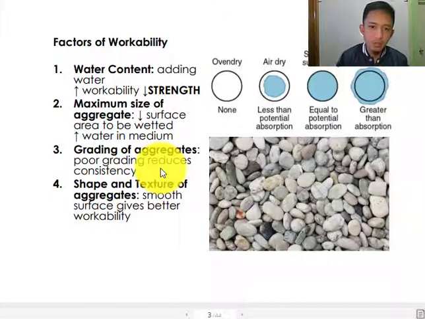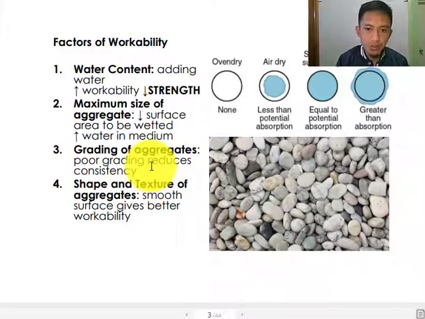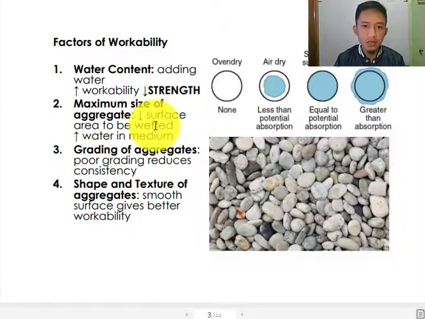So again, that will also affect the consistency, the ability to flow. So if it is a poor grading aggregate being used in your concrete mix, then how is that related to workability, isn't it? The better the grading, the less water it will need for that to be workable, okay, for that to be easily compacted. So the poorer the grading, the more water it will require, so that it will be easily compacted and easily mixed. So again, it will affect your workability.